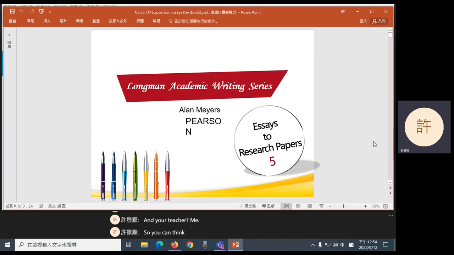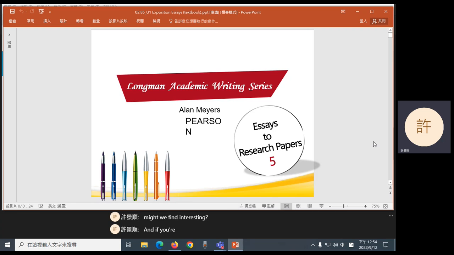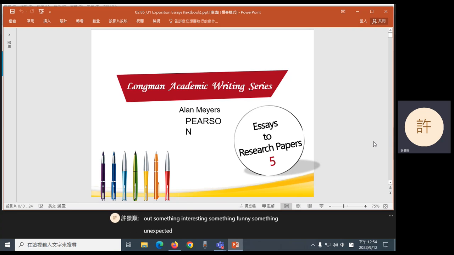So you can think about what kinds of things do we care about? What kinds of things do we usually think about? What kinds of things might we find interesting? And if your topic is not interesting or useful or anything that someone might want to read, then you should use your introduction to try to convince the reader that they should read this essay. Maybe you can pick out something from your topic that is interesting, something funny, something unexpected. Grab the reader's attention, make them want to continue reading.